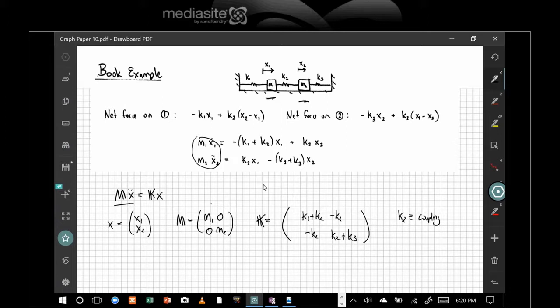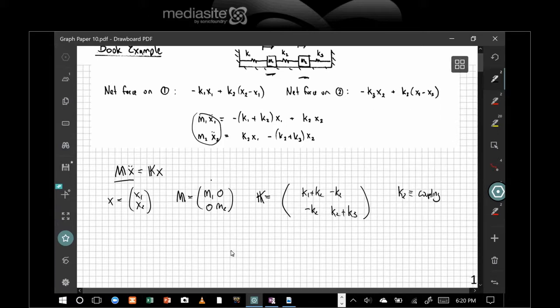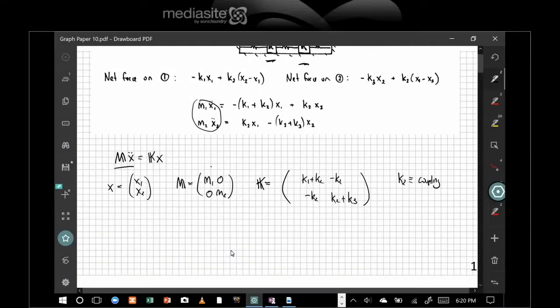So now let's find the normal modes, the normal frequencies, and the normal modes. I'm going to do it for a simplified case where M1 is equal to M2, which I'll define as M, and K1 is equal to K2, equal to K3, which I'm going to define as K. Now that simplifies my matrices. M is just going to be M, 0, 0, M. K is equal to 2K, minus K, minus K, 2K.